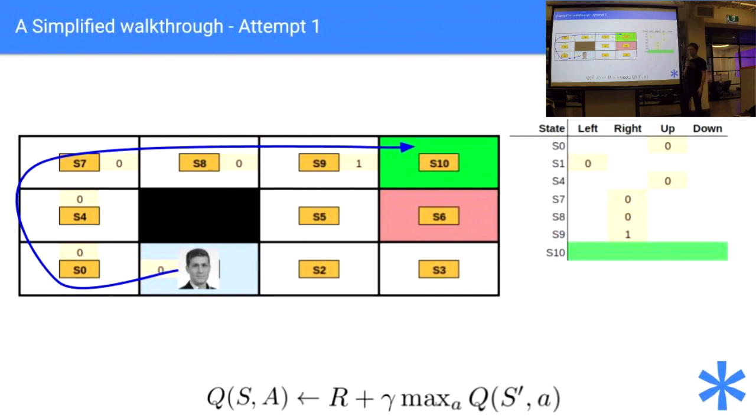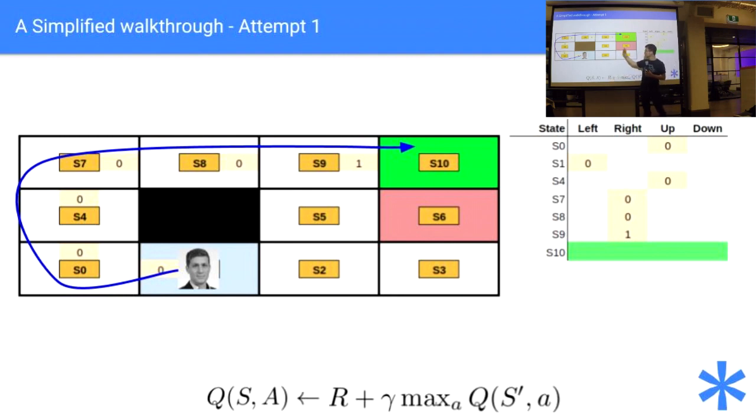Sorry, passed out. Yes, passed out. Definitely passed out. But what's interesting is he takes a right from S9, ends up in S10. He gets a reward of 1 this time. By the fact of getting a reward of 1, he applies the algorithm.